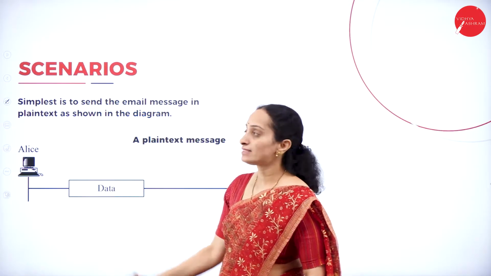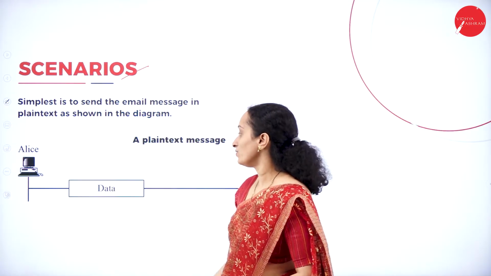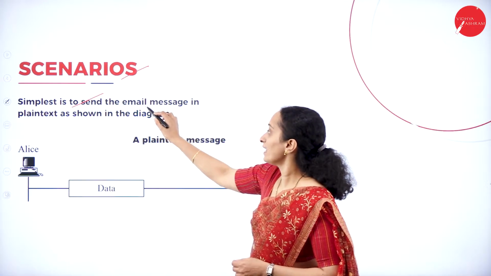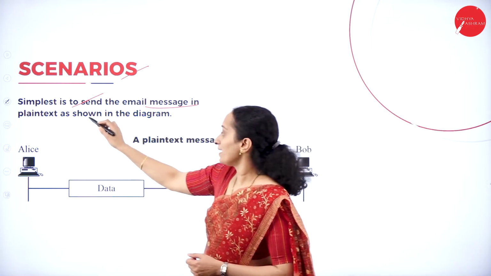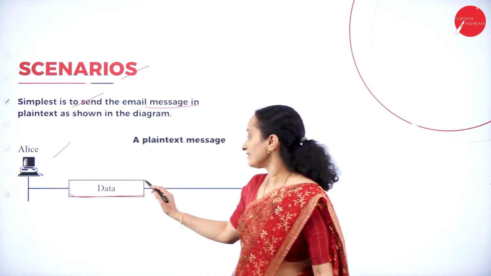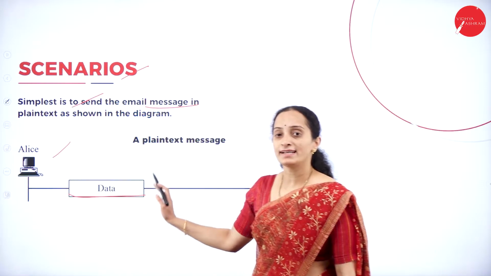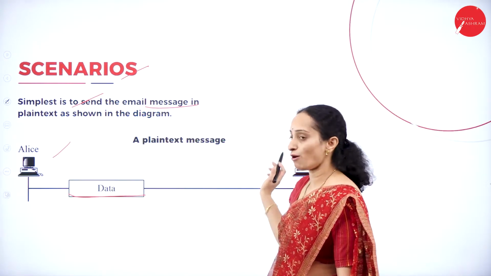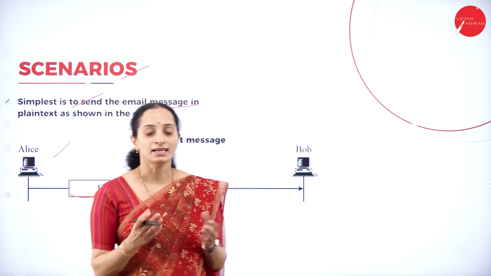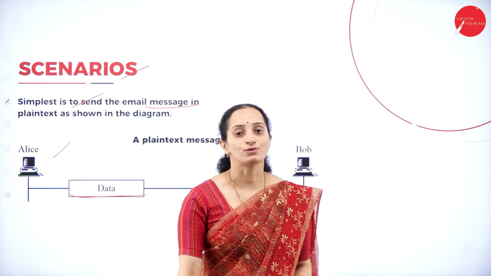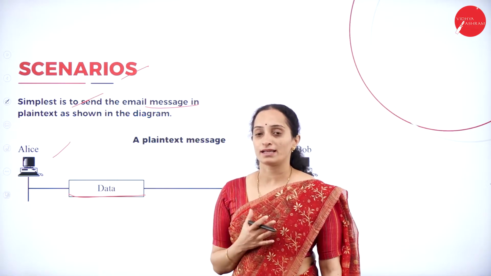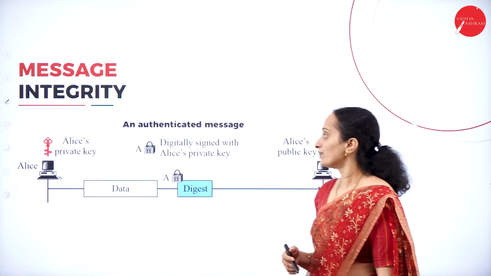We have scenarios where we can use PGP. The simplest is to send the email message in plain text, as we have shown in the diagram. Alice, the sender, will directly send the data in plain text to the receiver. There is no integrity and no confidentiality included in the message. No security is provided to the message. The message is sent directly in plain text from the sender to the receiver.